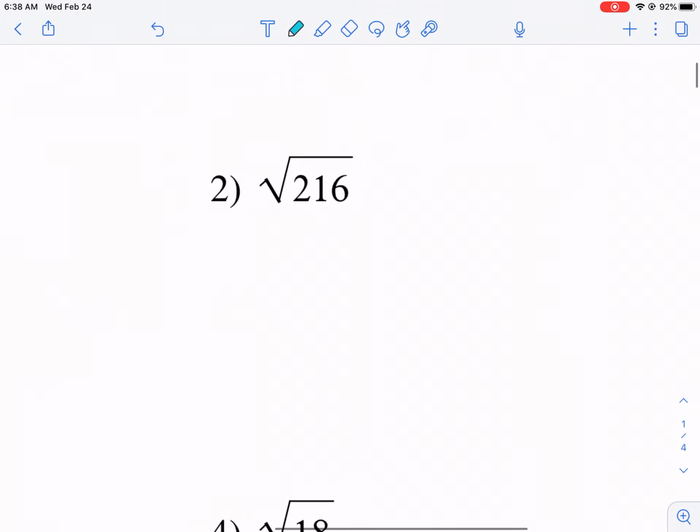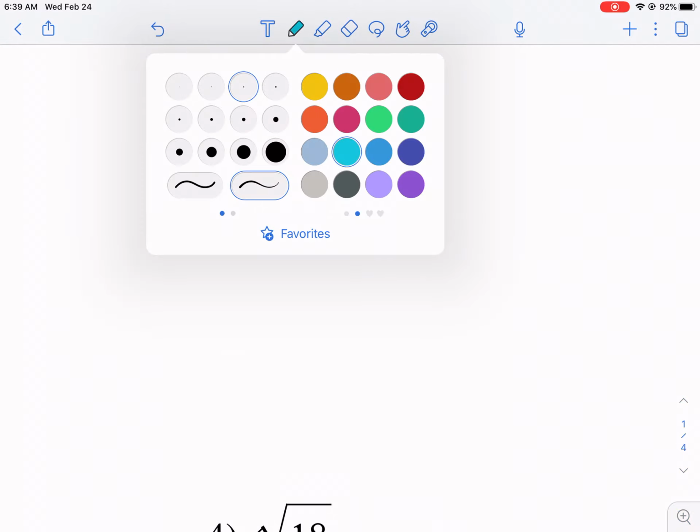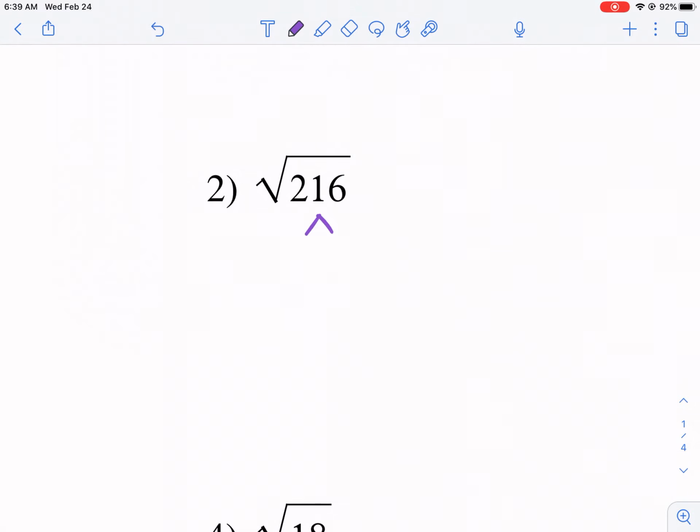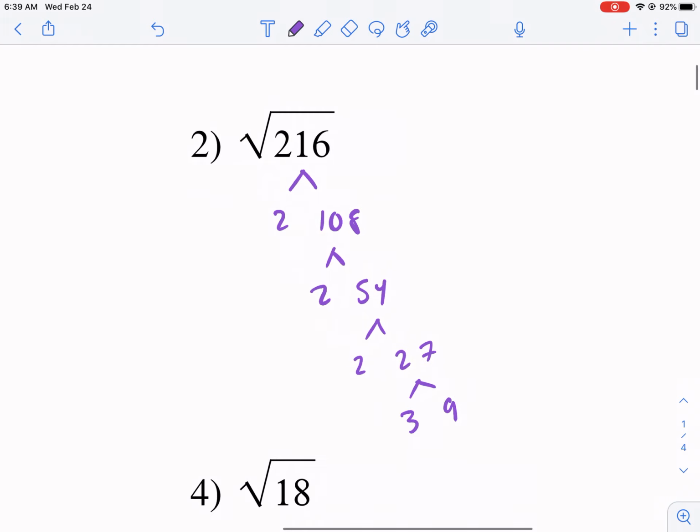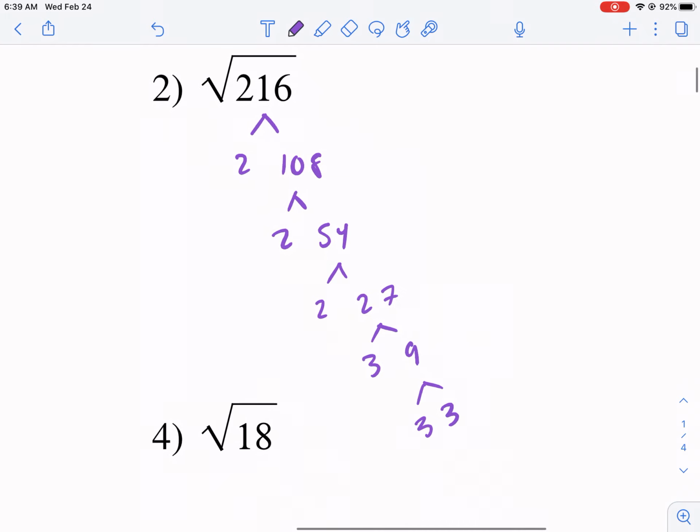Okay, so a number like 216. Same deal. This time I'm just gonna pick one of them. I'm just gonna pick the factor tree. So I'm gonna do 2, 108. 2, what do I get? 54. 2, 27, 3, 9, 3, 3. So it's not too bad.